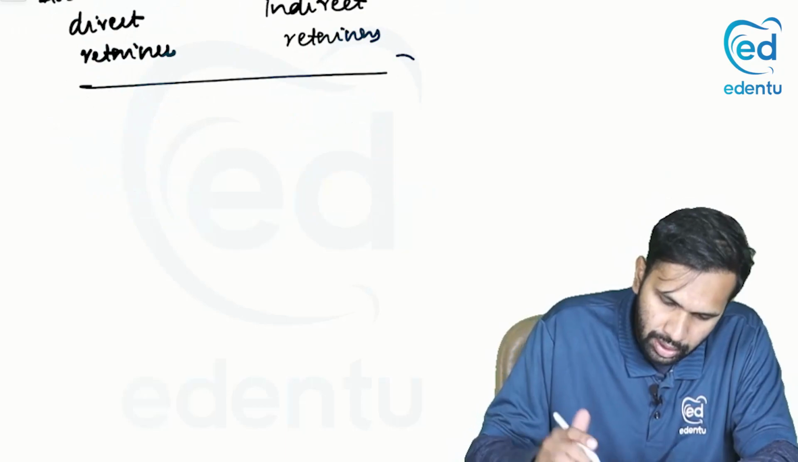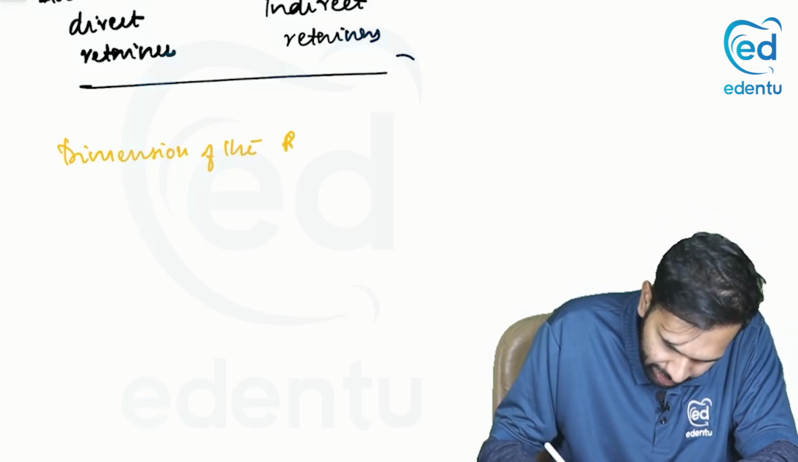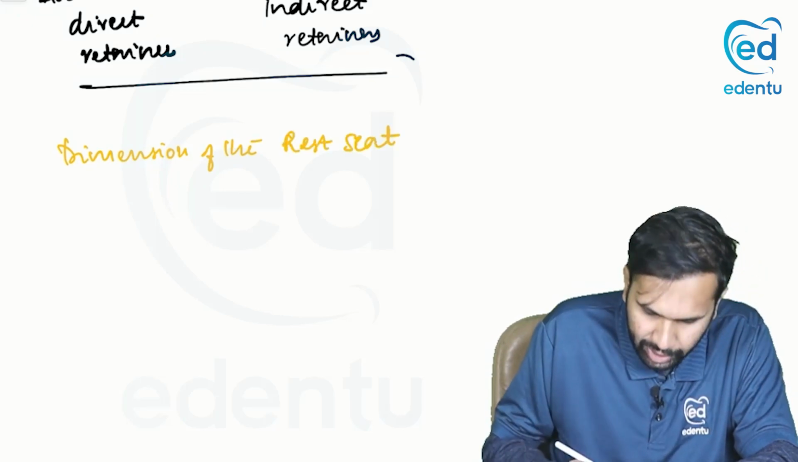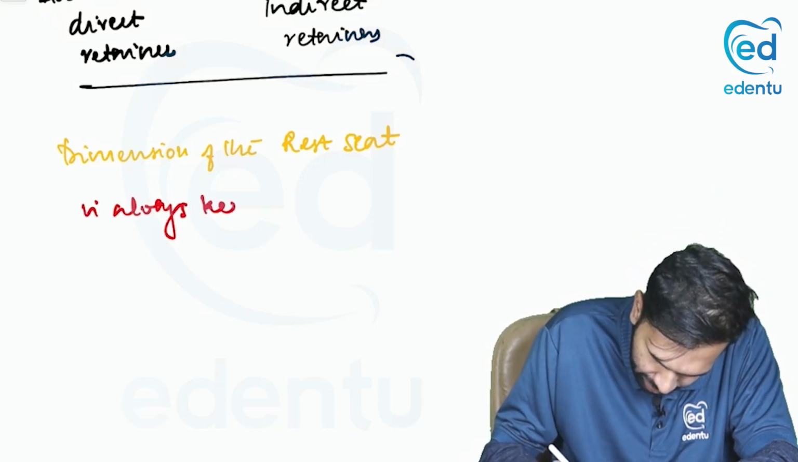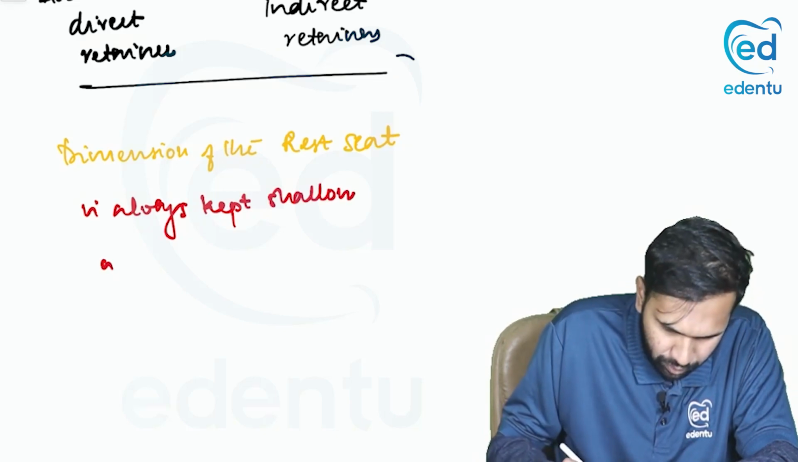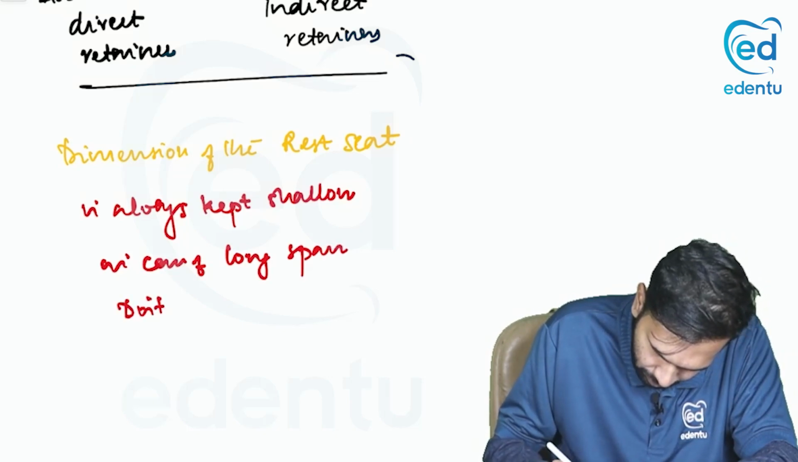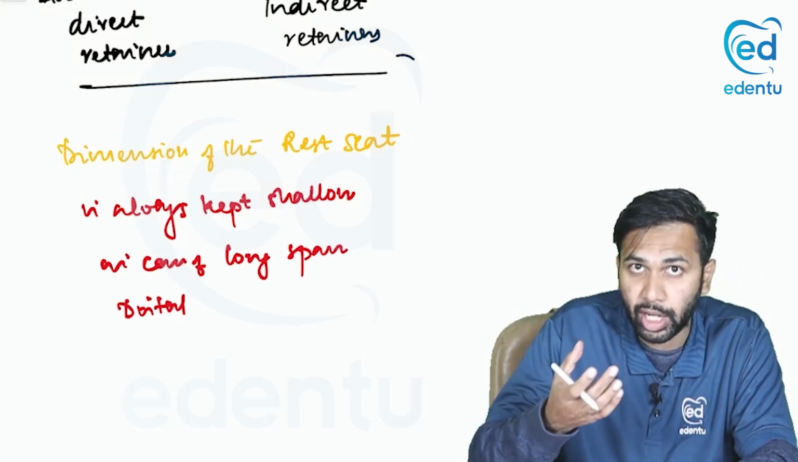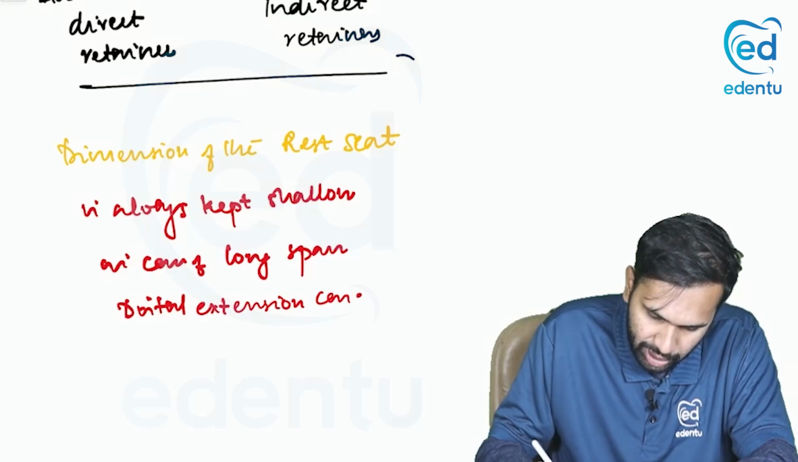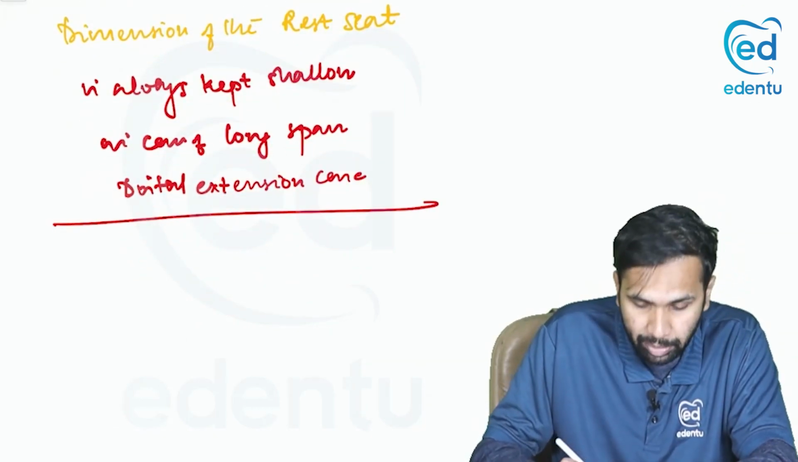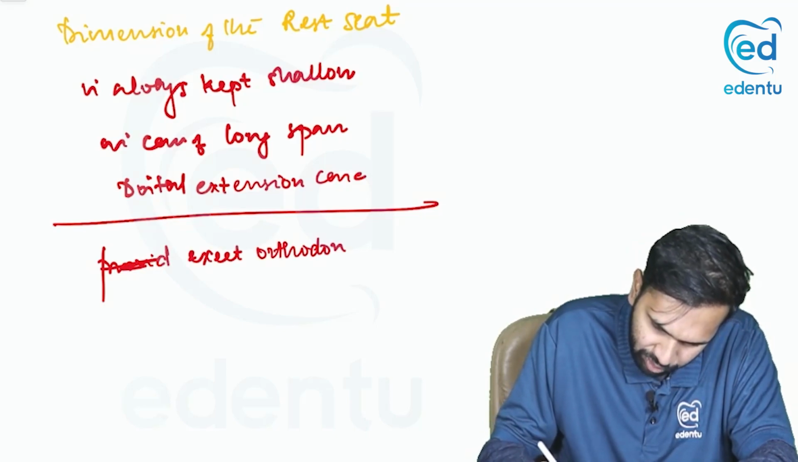Now, your last point: the dimension of the rest seat is always kept shallow in case of long span distal extension cases. The dimension of the rest seat is always kept shallower compared to other cases in a long span distal extension case, because it might exert orthodontic tipping forces.